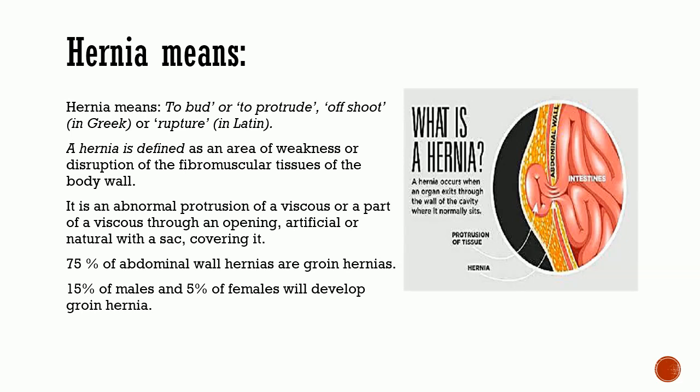A hernia is defined as an area of weakness or disruption of the fibromuscular tissues of the body wall. It is an abnormal protrusion of a viscus or a part of a viscus through an opening, artificial or natural, with a sac covering it. 75% of abdominal wall hernias are groin hernias. 15% of males and 5% of females will develop a groin hernia.